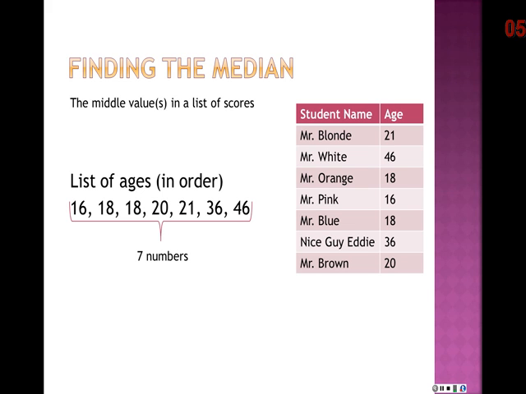I'll give you a couple seconds to think about that and come up with your own answer before I reveal it. Okay, so if you came up with 20, you're correct. 20 is the middle value in this list of scores, and that is the median. Oh, I put 21. I apologize. That's 20.